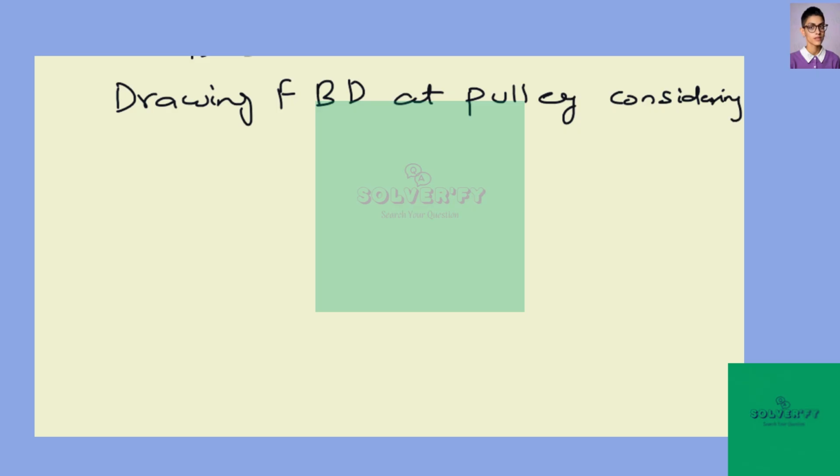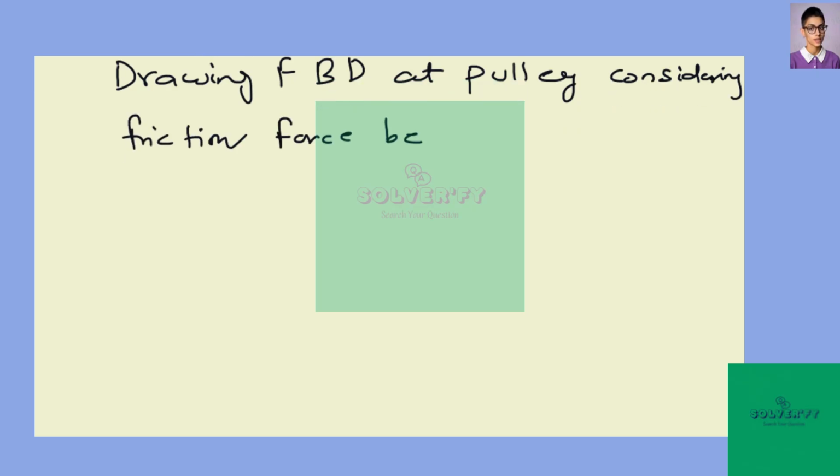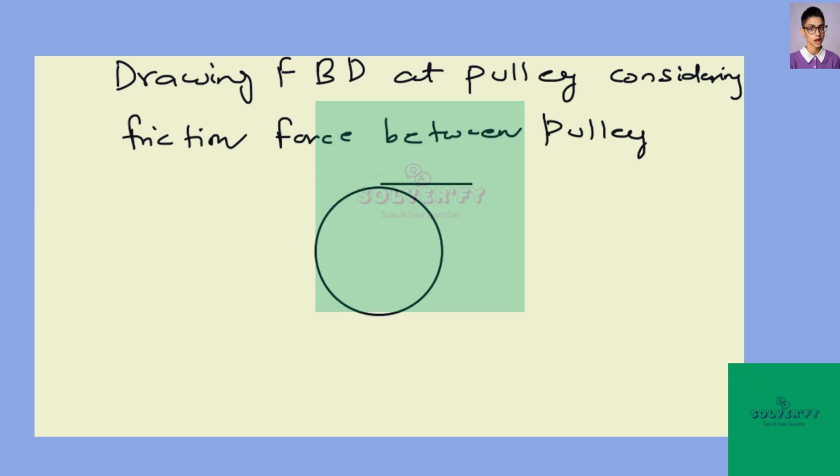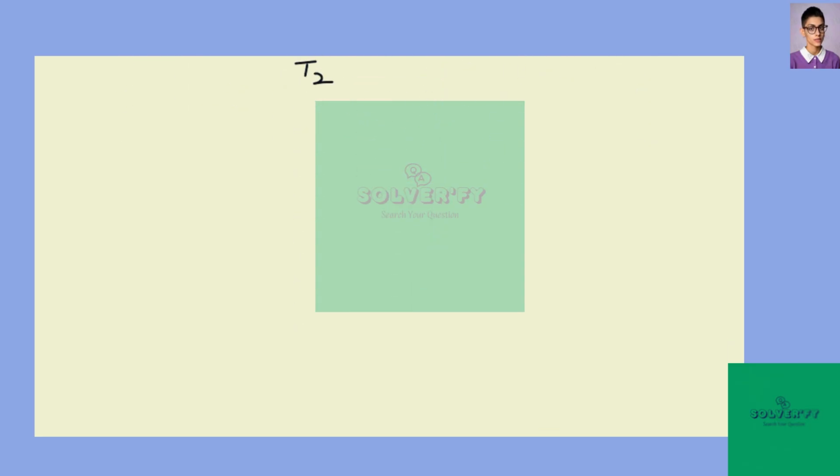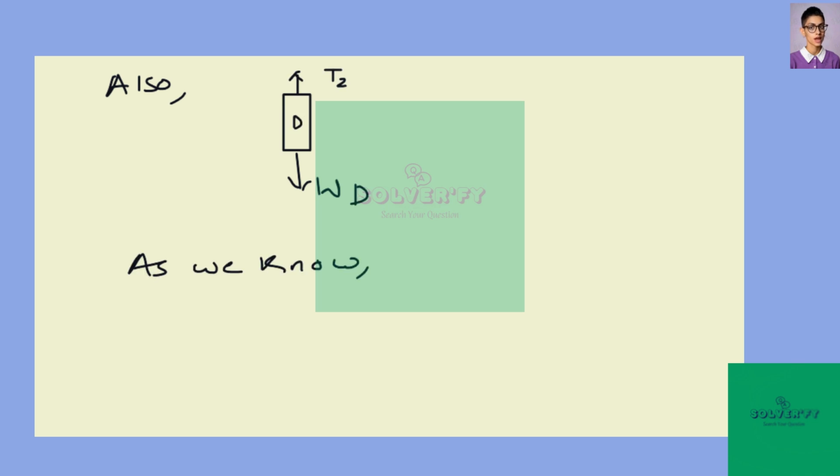Now going further, drawing free body diagram at pulley. Consider friction force between pulley. Now drawing it more carefully, here it is T1 and it is 90 degree and here it is T2. Now going further, we can draw the free body diagram as here it is WD, here it is 2D, T2, here it is block D.